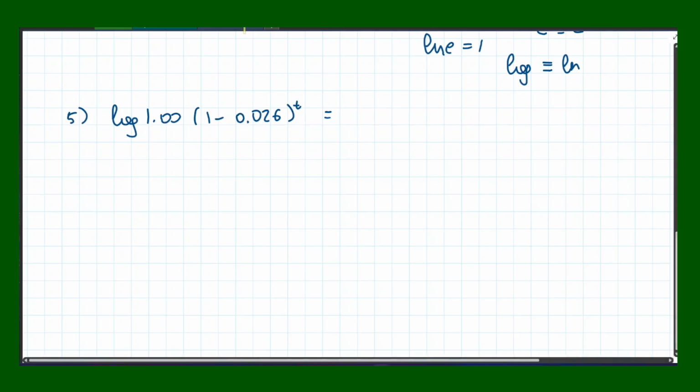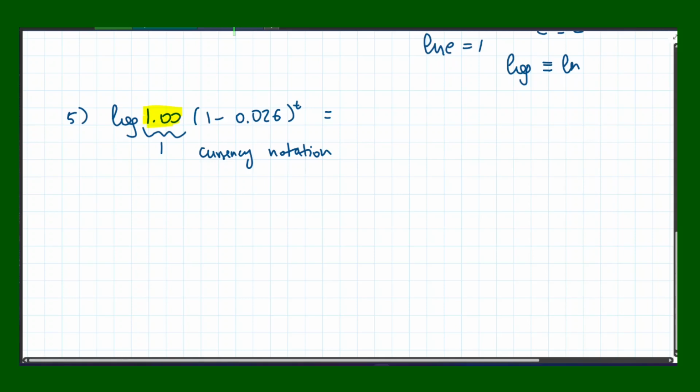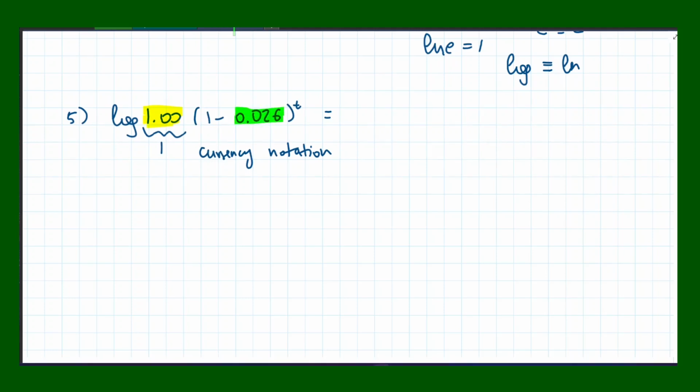Well, first of all, you might see this 1.00 and ask yourself, what is going on in here? Why is it 1.00? Why can I not just write 1 in here? Well, in some economics calculations, you need to keep to the money notations, the currency notations. And the currency notation is always keeping every number to 2 decimal places. But then you might ask, why do I have 0.026 in here and not just 2 decimal places, 0.03?